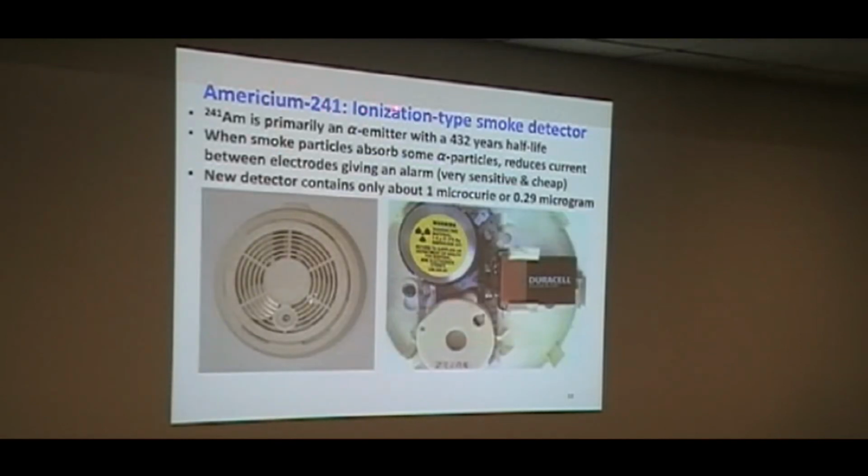Americium is an ionizer, a smoke detector. Everybody's house has one. This has an alpha emitter with about a 430-year half-life. The alpha particle will ionize the smoke. That gives a little electric signal between electrodes and makes the alarm go off. Again, you don't have to have any power. It just runs there, 24/7. A microcurie or so, a microgram of those are what you get. So most of them are still there.